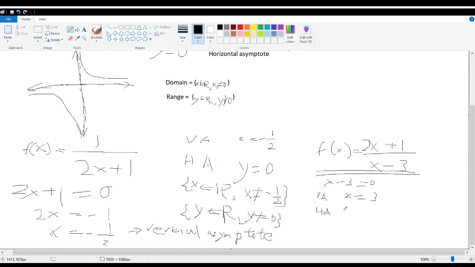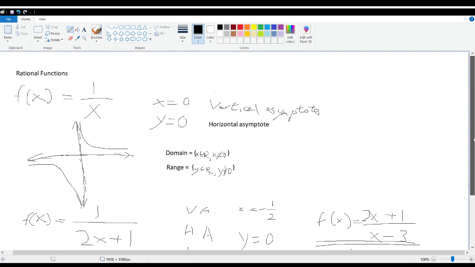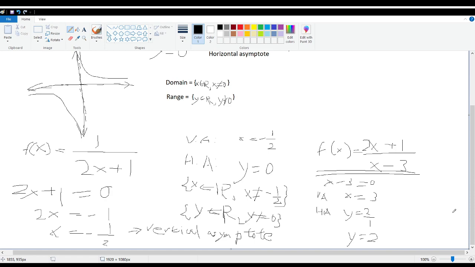So the horizontal asymptote is going to be dividing the multiplier on both sides. So y equals, what is the multiplier on the numerator? It's 2. So 2 divided by 1, because the multiplier on the x in the denominator is 1. So now the horizontal asymptote is 2. So now we figure out the domain is x belongs to real numbers, but x does not equal 3. And the range is y belongs to real numbers, but y cannot be 2. And that's how we work it out.